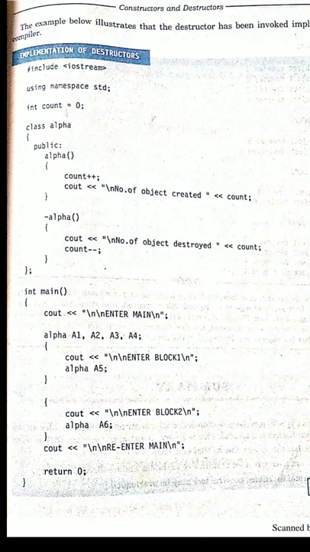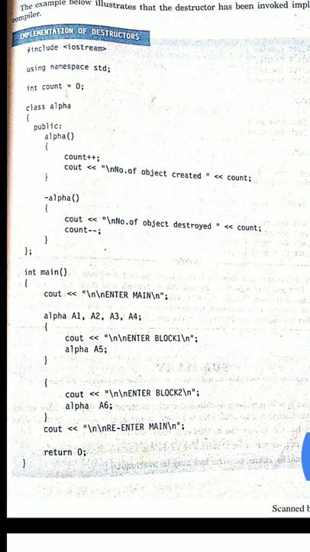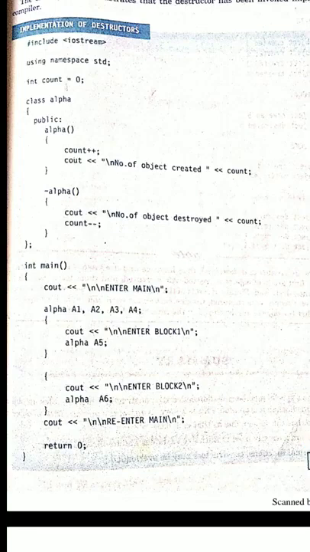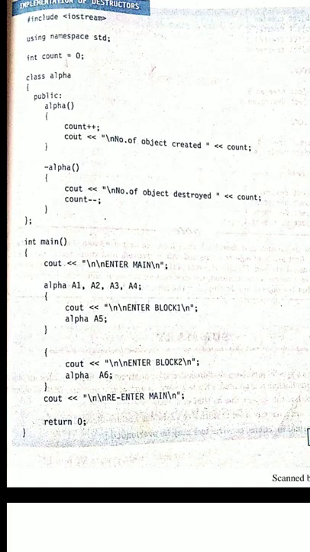What we have written in this constructor: count plus plus, and cout number of objects created, count. We are giving the count, how many objects have been created. Next, we have used a destructor, that is tilde alpha. It has the same name as the constructor as well as the class. What I have written in the destructor: number of objects destroyed, count, and again count minus 1. We are decrementing the count. Once the object is destroyed, the count will be decremented.